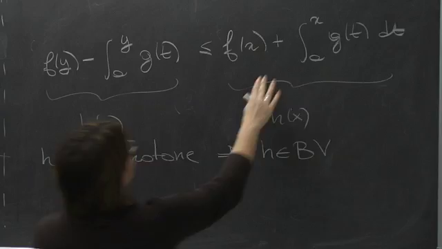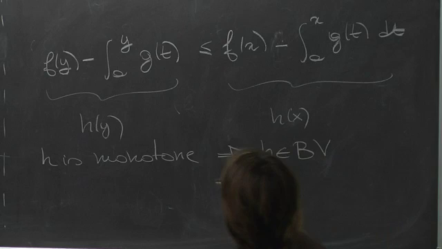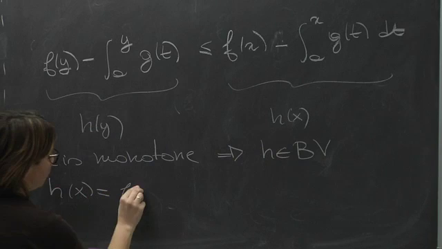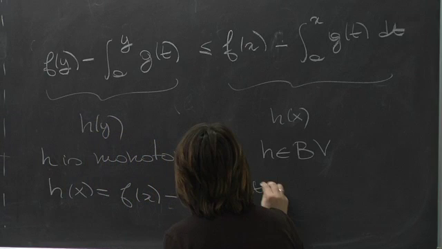Sure, thank you. Yes. So just to be precise, h of x is f of x minus the integral from a to x of g(t) dt. Yes, thank you.